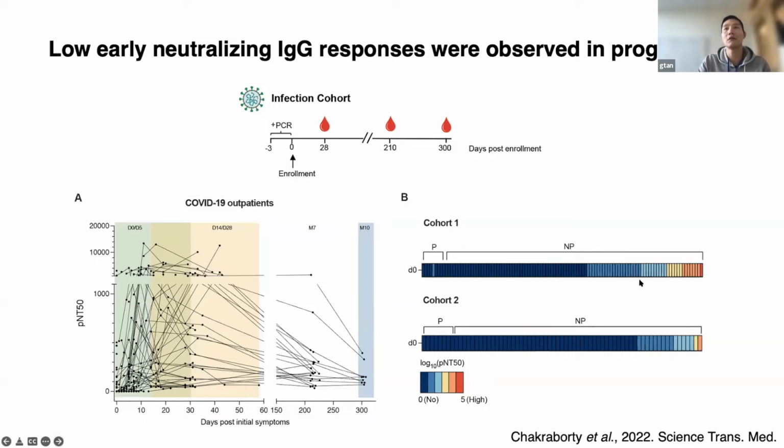So the colors here that you see is basically the neutralizing antibody. So as you can see here, the non-progressors, the NP here on the right side, had a variety of neutralizing antibody titers, either from very low or undetectable to very high. What's interesting is that progressors all had very little or non-detectable neutralizing antibody response at day of enrollment.